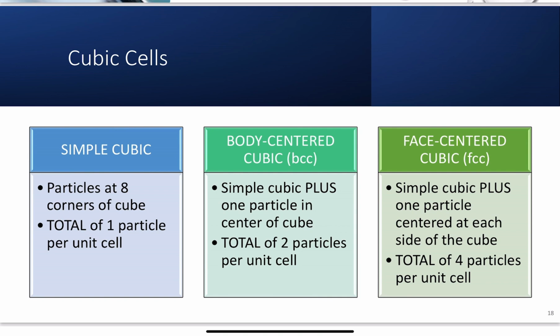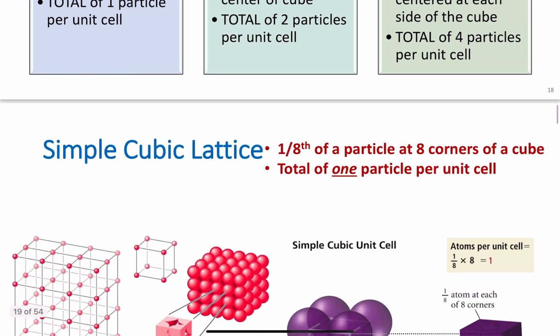For a body-centered cubic, it's just like a simple cubic, except in addition to having 1 particle at each corner, we have 1 particle in the center of the cube. This gives me a total of 2 particles per unit cell. In face-centered cubic, it's a simple cubic with 1 particle at every corner. In addition, it also has 1 particle centered in the face of each cube, where it's shared between 2 different unit cells. So a total of 4 particles per unit cell.